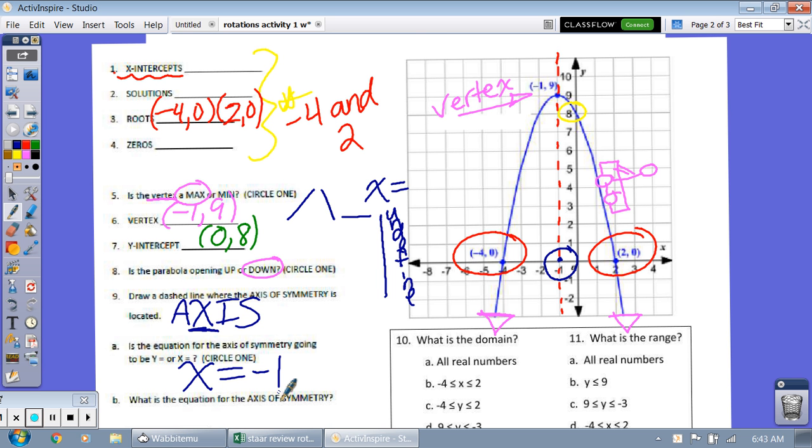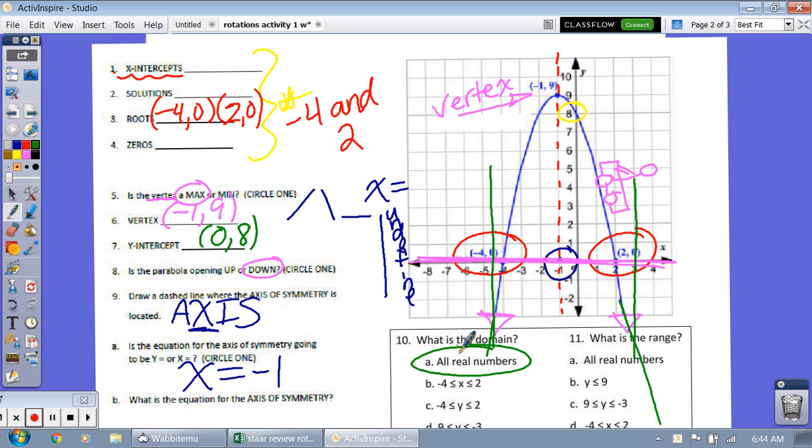Question 10, what is the domain? So going back to our previous problem, domain deals with the x direction. If I try to draw a fence here on the x-axis and draw a little fence over here, notice that this is just going to keep going. It's going to break out. That means that it's going to travel in the x direction for all real numbers.